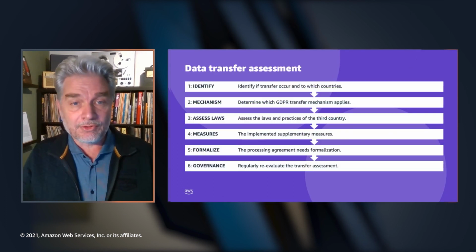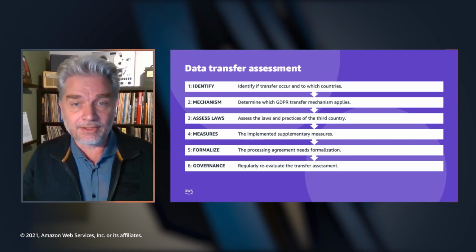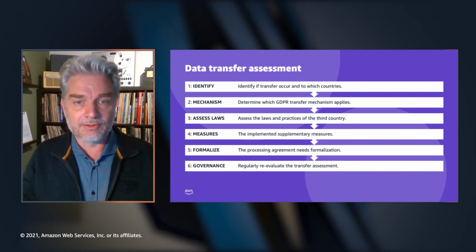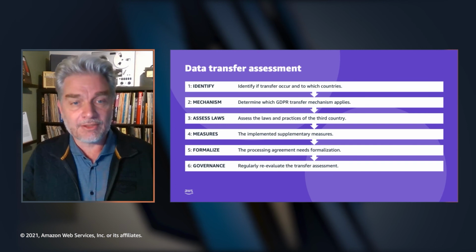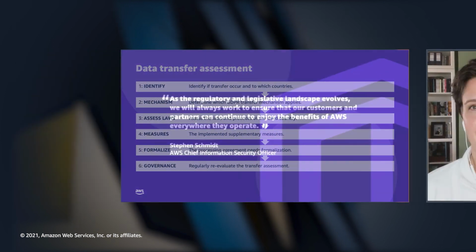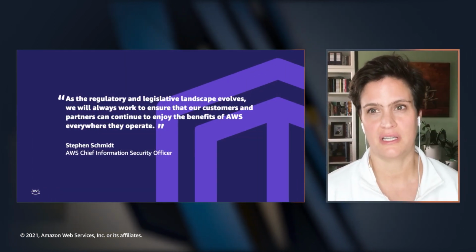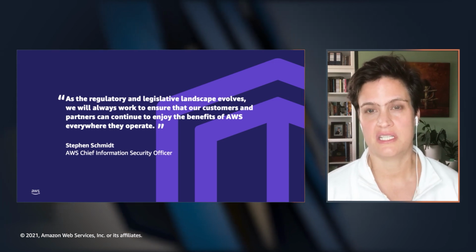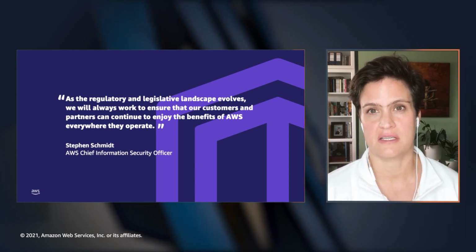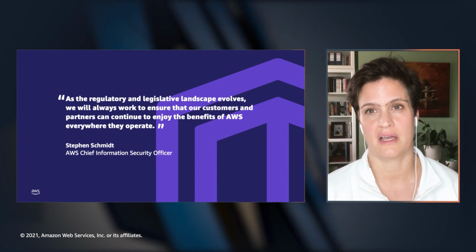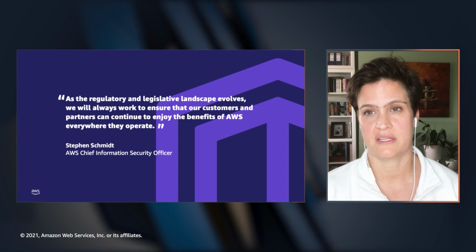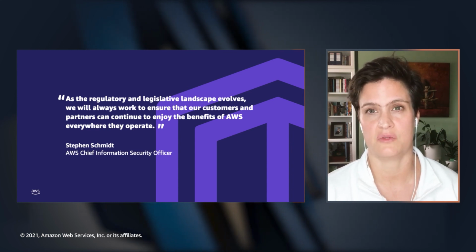Now, we've talked you through the 6-step process for a data transfer assessment. We have a separate presentation on Step 4, supplementary measures, with some examples of such measures. Finally, for this session, we just want to leave you with this quote from Steve Schmidt again, that we continue to look at our processes and our services as the legislative or regulatory landscape evolves to ensure that customers can continue to use AWS services and benefit from the use thereof.